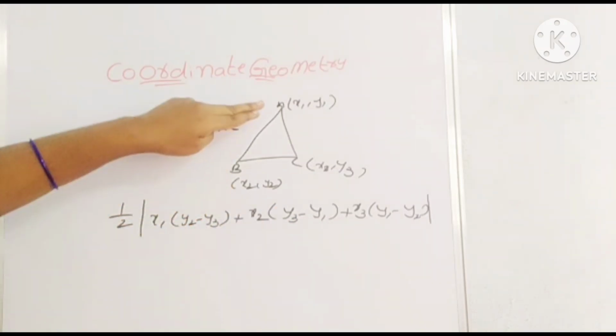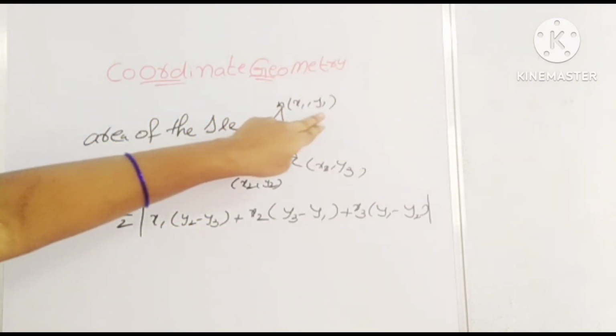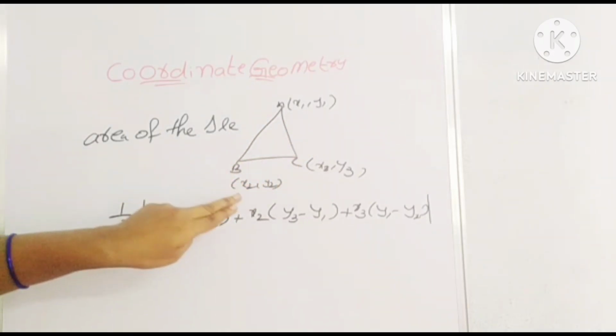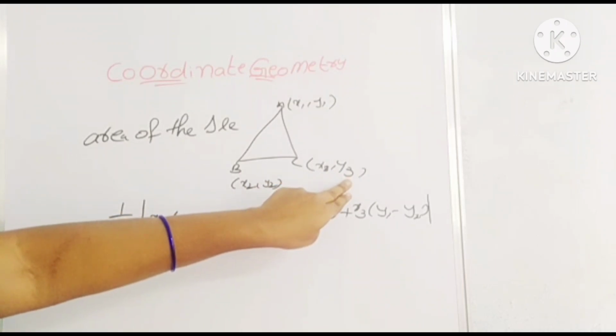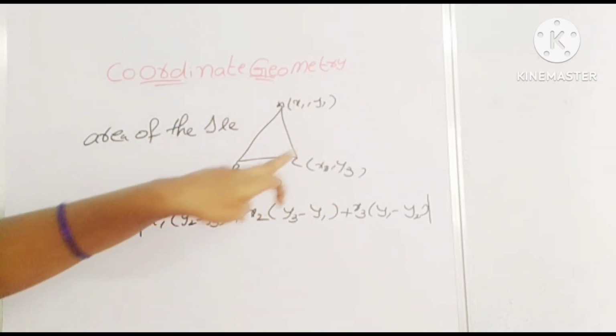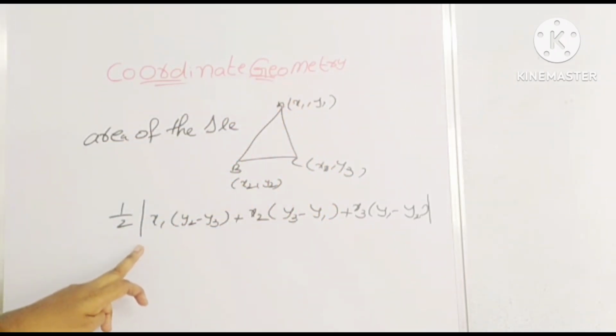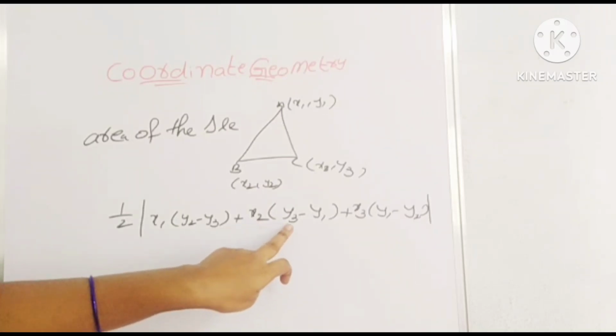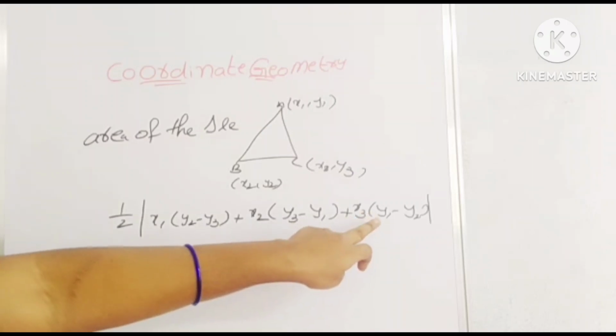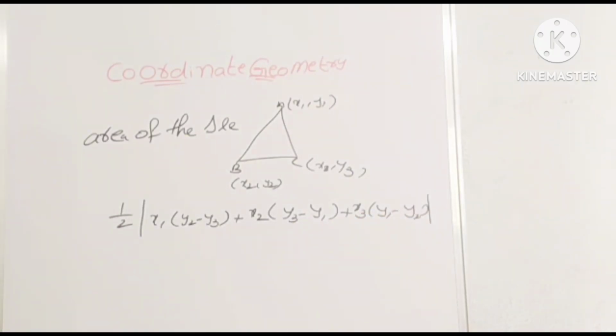The area of the triangle with A at x1 comma y1, B at x2 comma y2 and C at x3 comma y3 is half modulus of x1 into y2 minus y3 plus x2 into y3 minus y1 plus x3 into y1 minus y2. This is the formula for the area of the triangle.